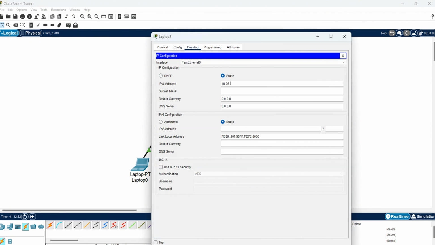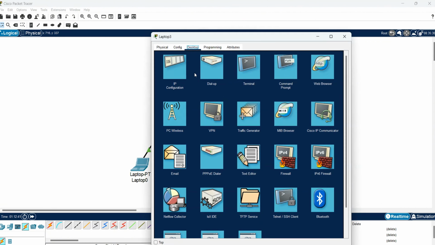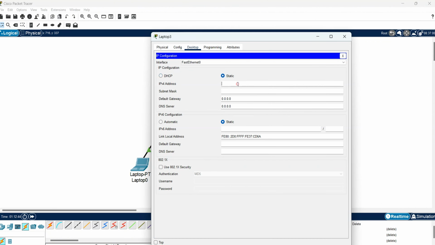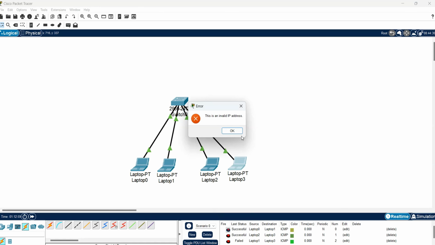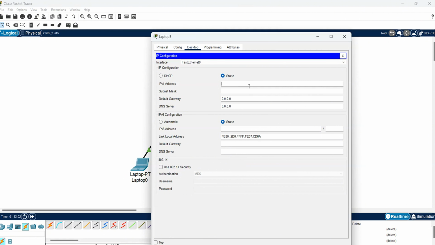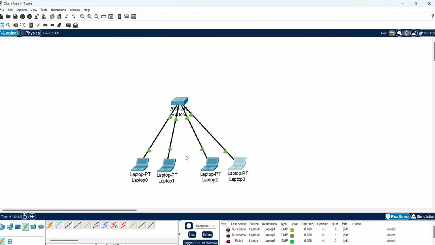So 10.254.0.1, and I'm going to change this to 255.255.0.0. And then this one is going to be what? I am using the last one, right? So I'm using 254.0.1, so the last one is 254.255.254. So let's go ahead and take a look at that and see. 10.254.255.254, right? And let me make this 0.0. And there you go. Then okay, then okay.